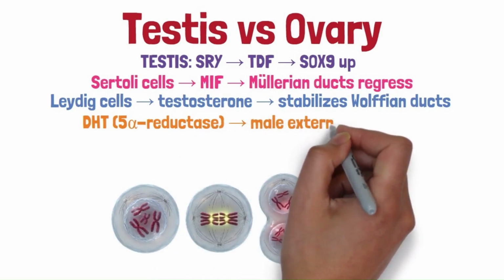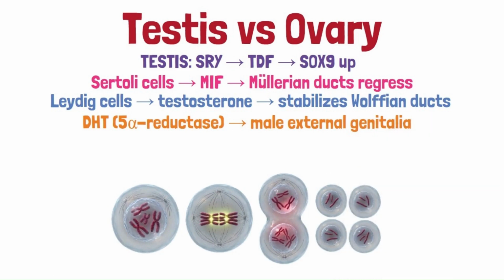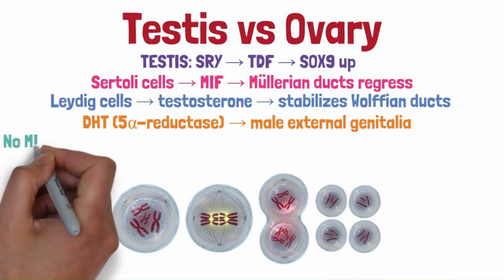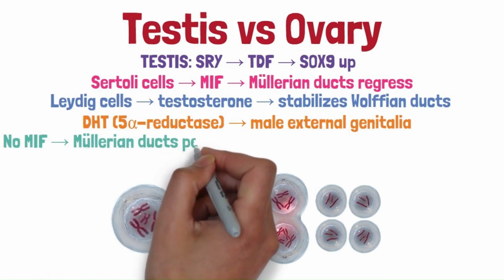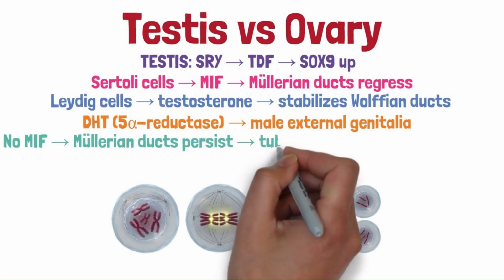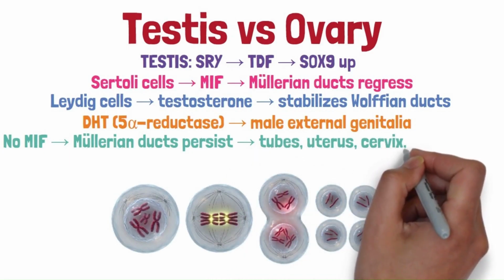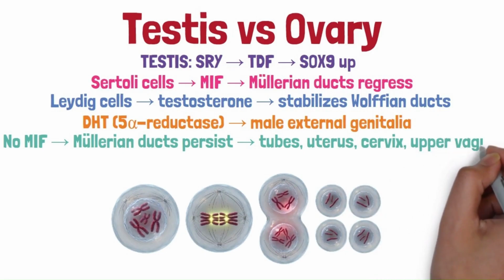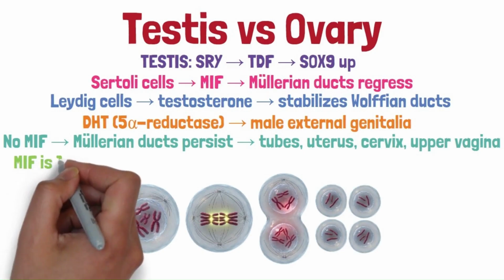In the female with no SRY, WNT4 and RSPO1 drive ovarian development instead. Without MIF, the Müllerian ducts are never told to regress, so they persist and become the fallopian tubes, uterus, cervix, and upper vagina. Estrogen later supports maturation of the tract.